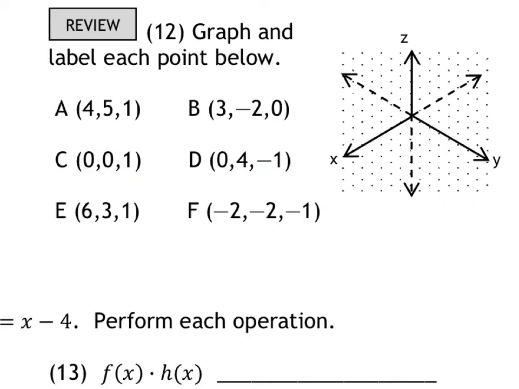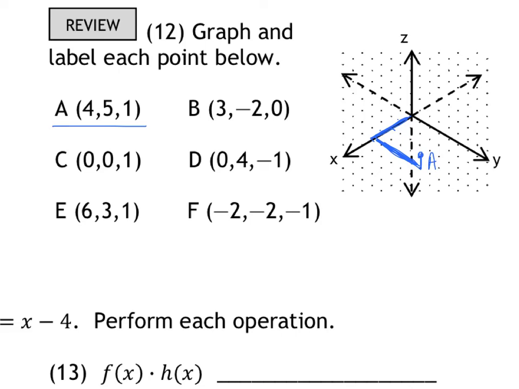Here's our last one. We're going to go ahead and look at a bunch of different points. So we'll start off with A. I'm going to use blue to indicate what's happening. So I'm going to go 1, 2, 3, 4. I'm going to go this direction here in the x. Then I'm going to go 1, 2, 3, 4, 5. That direction there in the y. And then I'm going to go up 1. So this here is my A value.